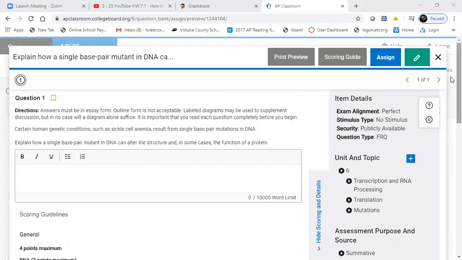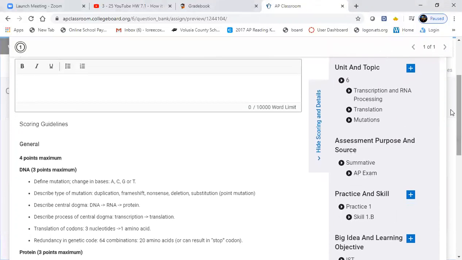Okay, so the first way you could have earned a point on this one was for simply defining what a mutation is. So a mutation being a change in the nitrogen base on a piece of DNA, from an A to a C, G, or T, or somewhere in between.